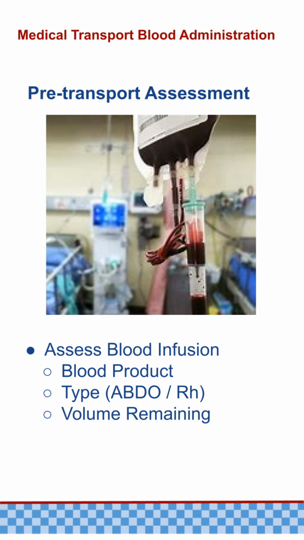Identify the actively infusing blood product. It could be packed red blood cells, PRBCs, fresh frozen plasma, FFP, fresh frozen platelets, or whole blood. This information must be recorded in your patient care report. Identify the blood type and RH status of the infusion blood and document in your patient care report. Determine the remaining volume of blood product to be infused.